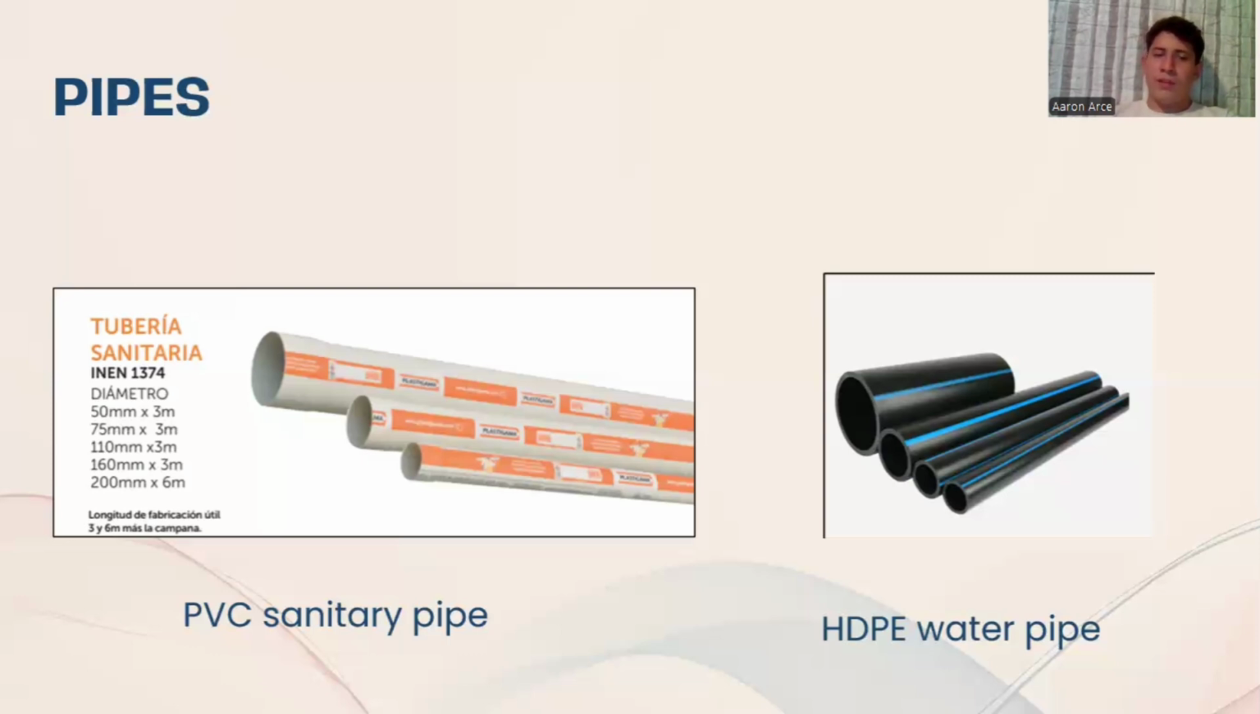And HDPE, high density polyethylene, for drainage is a type of PP made from high density polymer, designed for drain and wastewater systems. It is durable, flexible, and resistant to corrosion and chemicals.